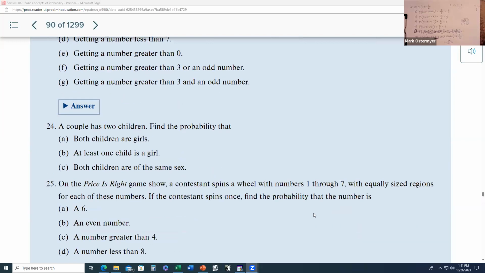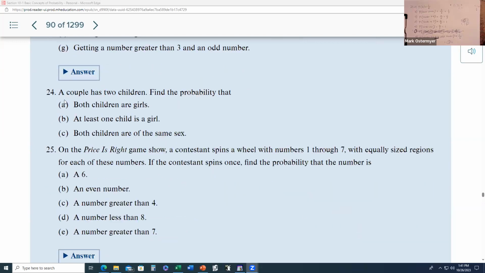Number 24. You can roll this into classwork number 2. A couple has 2 children. Find the probability that both children are girls. At least one child is a girl. Both children are of the same sex. Ladies and gentlemen, we will assume for this problem that there's an equal chance of having a boy and an equal chance of having a girl. We will have to assume that for these probabilities. So use the equal likelihood or the theoretical probability rule to compute these probabilities. We'll add this on classwork number 2. Go ahead and do those.